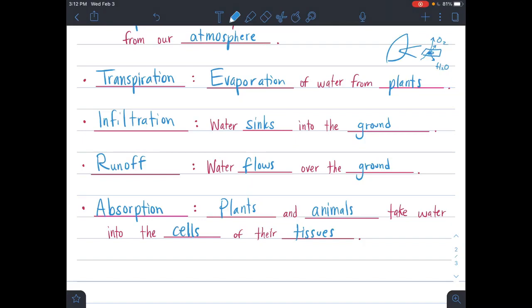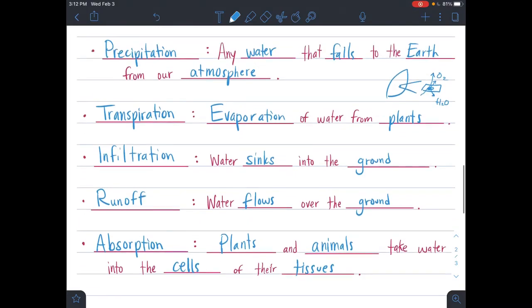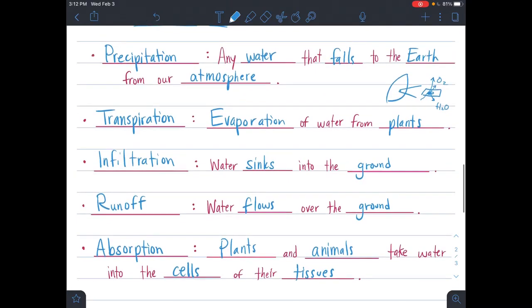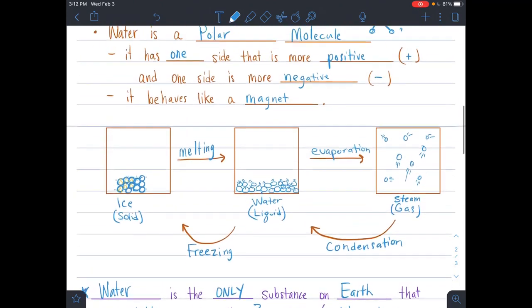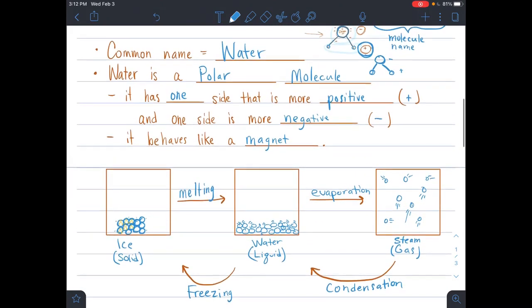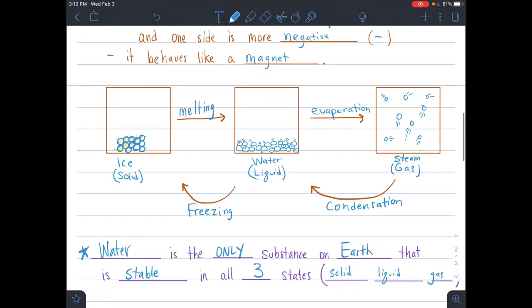So we can use this vocabulary to understand the water cycle and to know where the water is going when we can't see it change from a liquid into a gas. We also have to understand that water is a unique molecule. It's a polar molecule, so it has unique properties to it. And it's the only substance on Earth that's actually stable in all three states. So now you know more about H2O, dihydrogen monoxide.